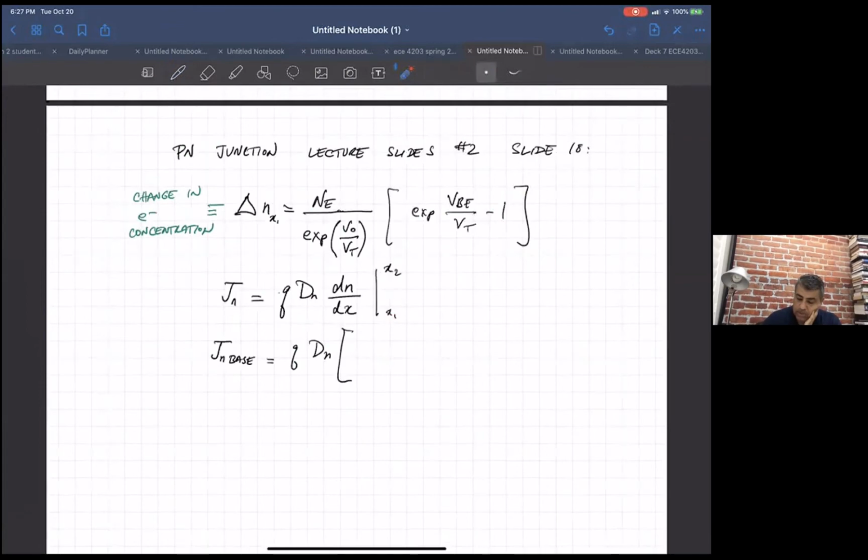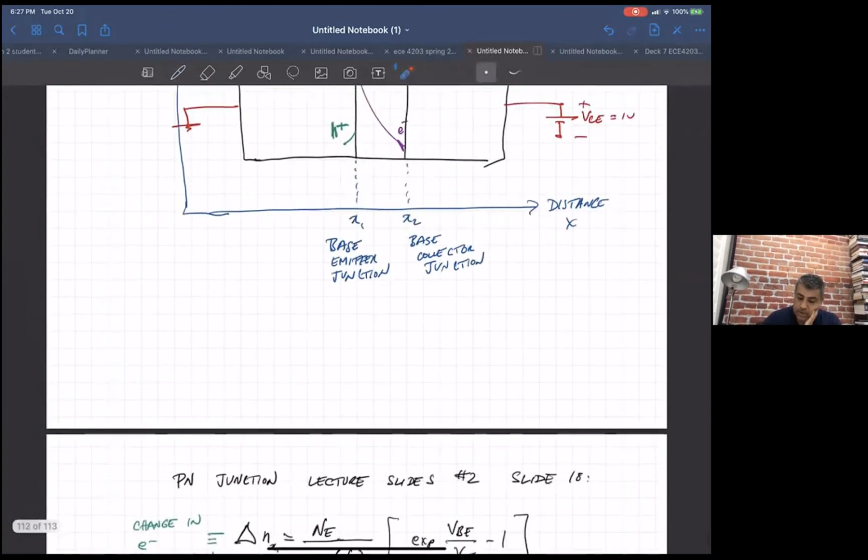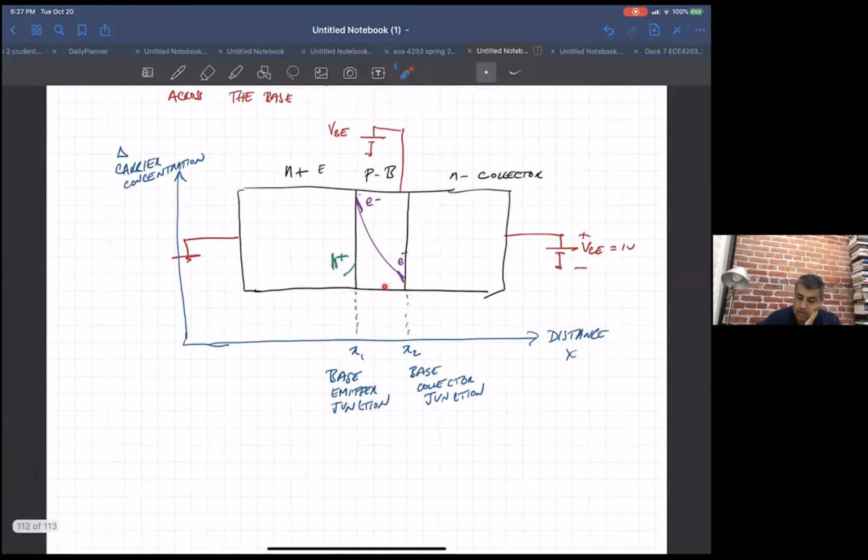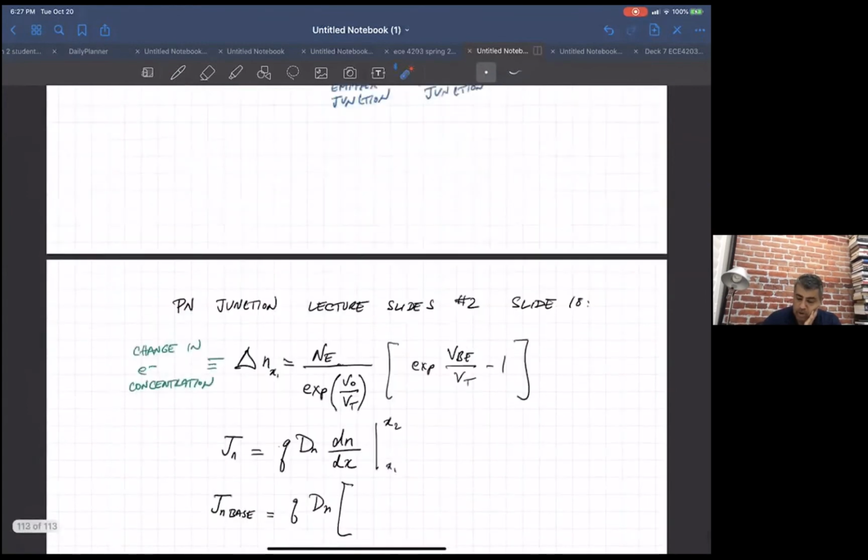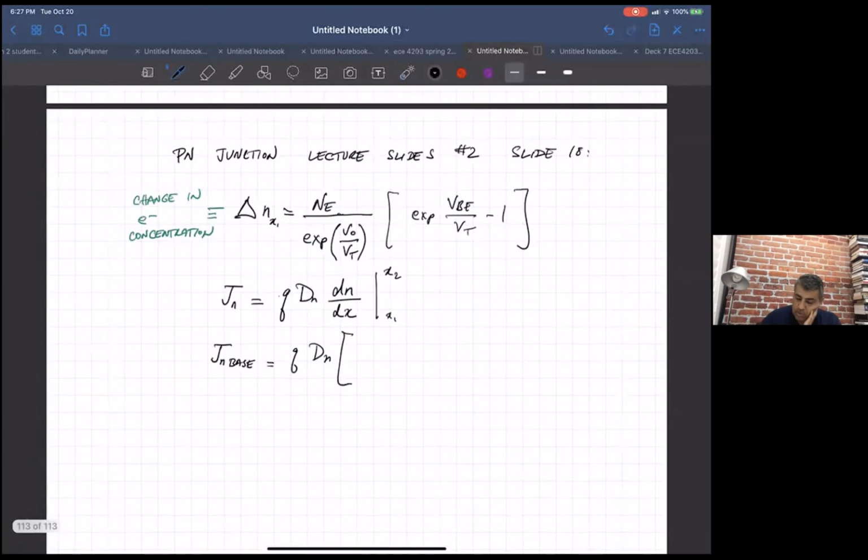We said at x2 here, because all those excess electrons get pulled into the collector, there's no increase in carrier concentration compared to what you normally have. All of those get pulled across the base. So let me just write it: D sub n, delta n at x2 minus delta n at x1, over the width of the base. That's the delta x, which is x2 minus x1.